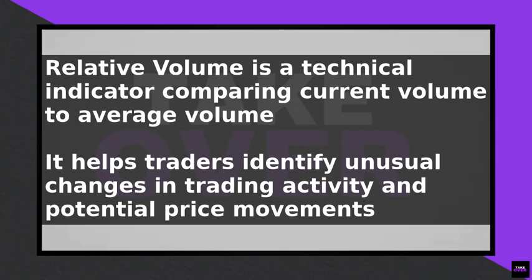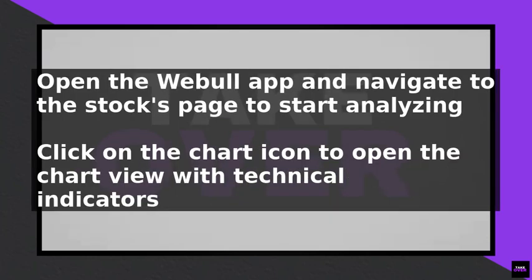First, open the Webull app and navigate to the stock you want to analyze. Once you are on the stocks page, click on the chart icon to open the chart view. In the chart view, you will see various technical indicators and tools.